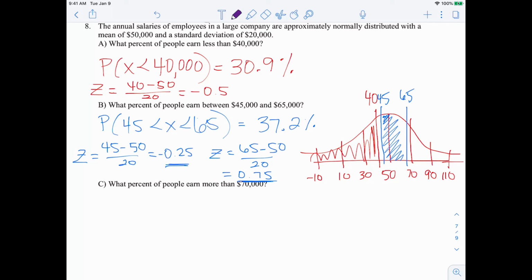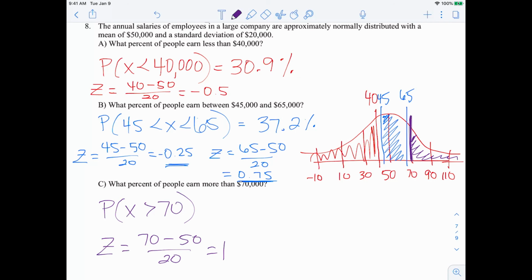The last one is C, which says what percent of people earn more than 70,000. So I'm looking for the probability that they make more than 70,000. Well, 70,000 is actually 1 standard deviation above the mean. And I'm looking for the area above that. So I really can use the empirical rule here. You can still calculate your z-score. You'd end up with 70 minus 50 divided by 20, and we get 1.